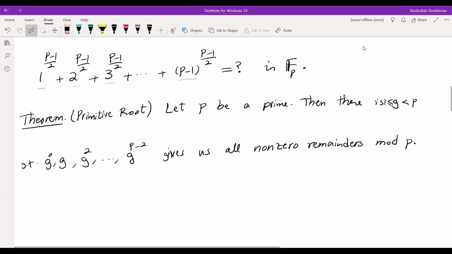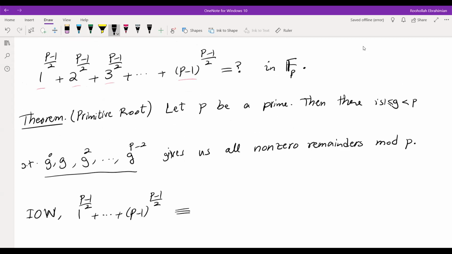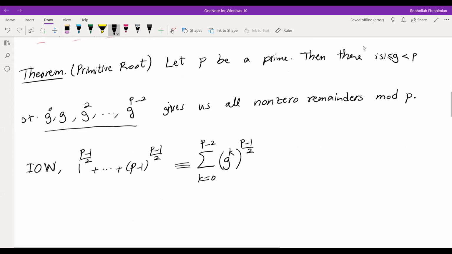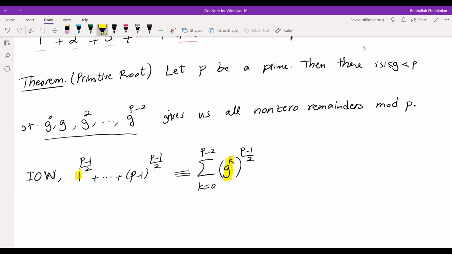Okay, so what does that mean? It means I can take these and, in other words, instead of 1 to the power of (p minus 1) over 2 all the way to (p minus 1) to the power of (p minus 1) over 2, one of them is g to the power of 0, one of them is g to the power of 1, one of them is g to the power of 2, and so on. So it is just the same thing as the sum of g to the power of k, k equals 0 to p minus 2, and then raise that to the power of (p minus 1) over 2. Because these terms and the terms 1, 2, 3 to p minus 1, those are the same thing.